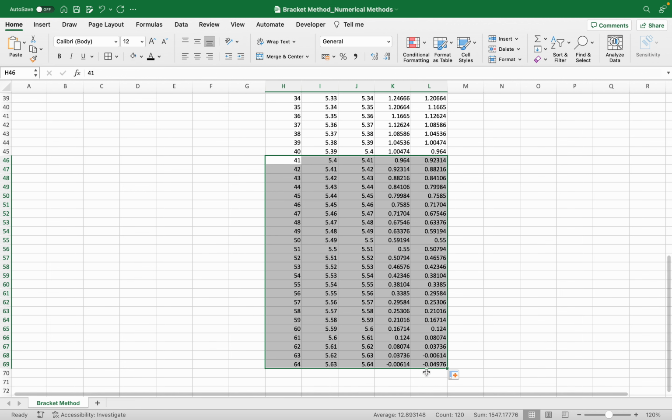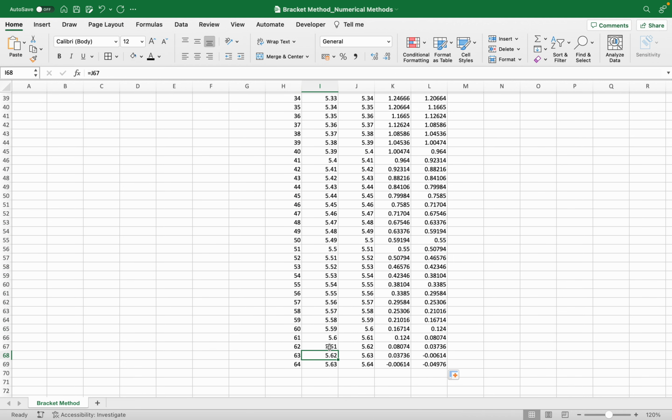Okay, so now we're seeing some negative signs here, and actually the first negative sign starts here, right? So let's back it up here. So let's go to 60. Both are still positive here. Both are still positive, both positive. And here, if you notice, one's positive and the other evaluation is negative. So this means that the root here lies in between 5.62 and 5.63. So this is where the root of our function lies. So the root lies in between 5.62 and 5.63.